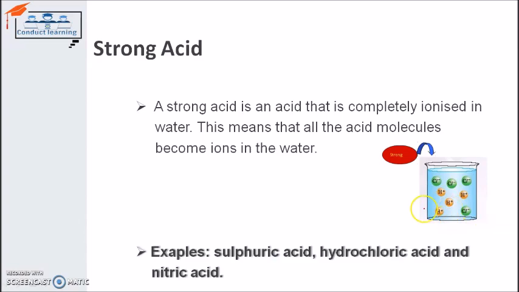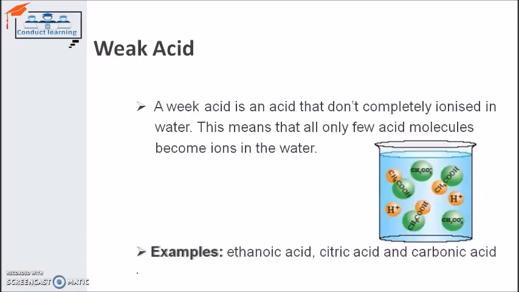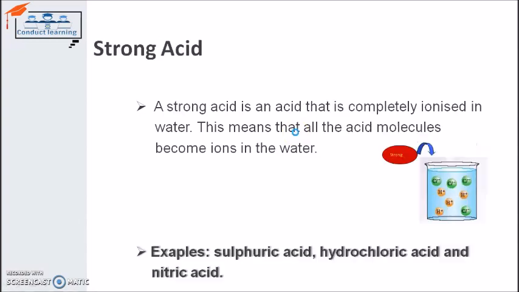That's why it is strong, because it completely separates hydrogen and chlorine. On the other hand, a weak acid does not completely ionize, and an acid which does not completely ionize is known as a weak acid. This means that only a few acid molecules become ions in water.